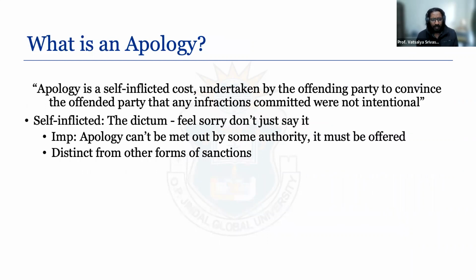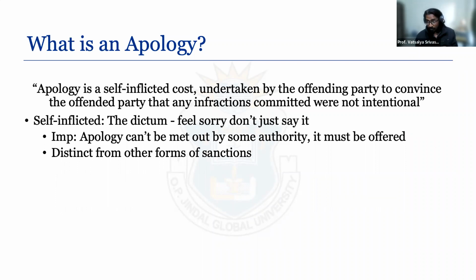So we've already talked about what an apology is. So I'll tell you the 3 important characteristics, and then we'll move on to potentially something that some of you might be more interested in terms of its policy implications. 1, an apology is self-inflicted.